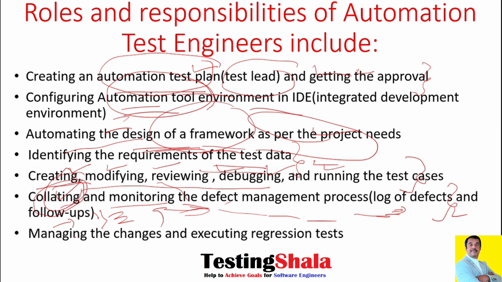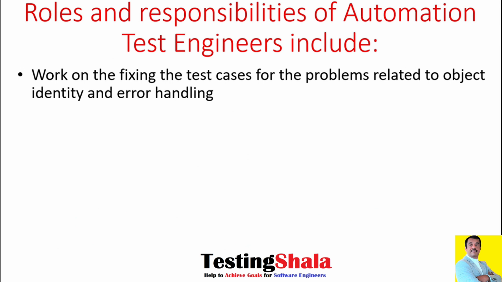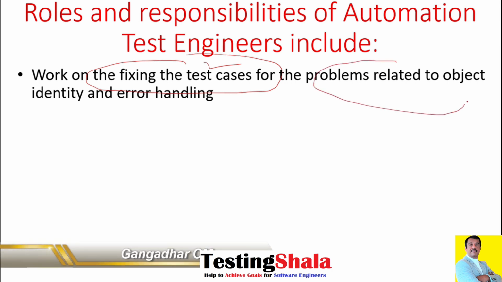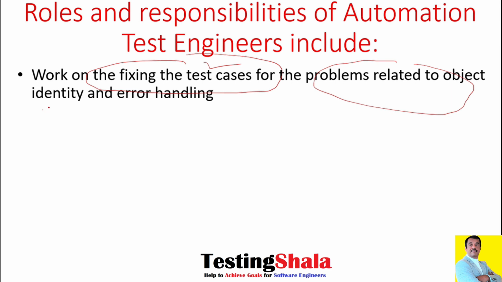The next activity would be, wherever there are changes in the regression suite, or requirements are getting changed, it is the role and responsibility of the automation engineer to update the test scripts as well as execute the tests regularly. Next important responsibility of an automation test engineer, which is very crucial, is that as the number of test cases increases, maintaining those test cases becomes very difficult and challenging. Even that is the responsibility of the automation test engineer, who has to manage even when certain objects get changed.